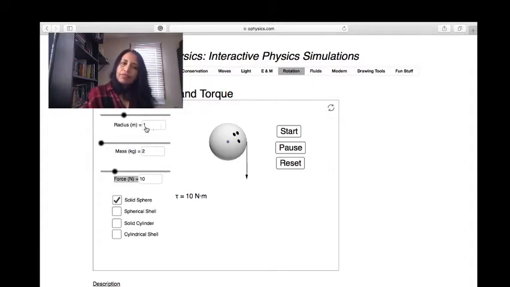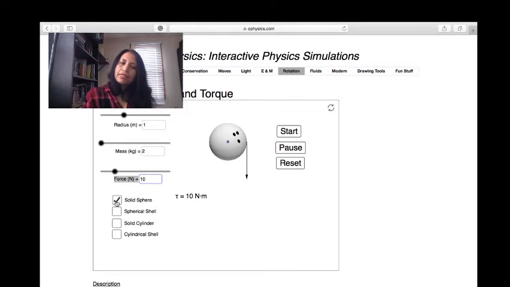Here the default values are a radius of 1 meter, mass 2 kilograms, and force at 10 newtons. And as you know, torque is R cross F. The radius is 1 meter and the force is 10, and this is where the external force is applied, and this is the center of rotation. The angle between R and F is 90. R cross F expands to RF sine theta, in this case sine 90, which becomes 1, so it is basically R times F. R is 1, F is 10, and the torque is given to you as 10 newton meters.